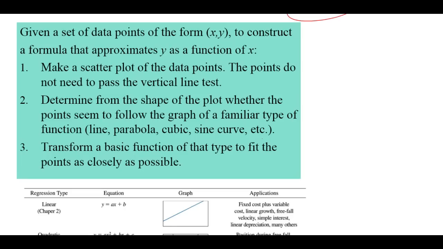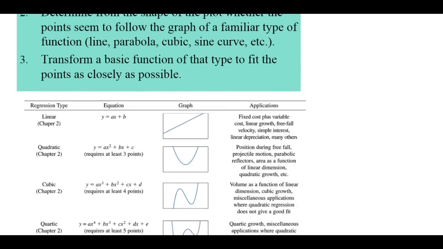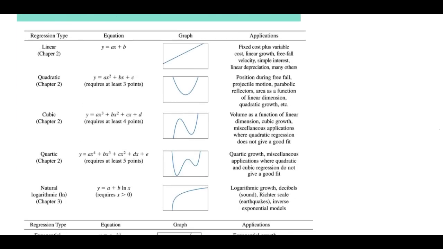So here's a breakdown of what you do. You make a scatter plot of the data, you determine the shape that fits it best, and then you try to figure out using your calculator which is the best one. So remember, there are a bunch of different types. Here's what linear graphs would look like. Here's in what chapter you'll study them in: quadratics, cubics, quartics.